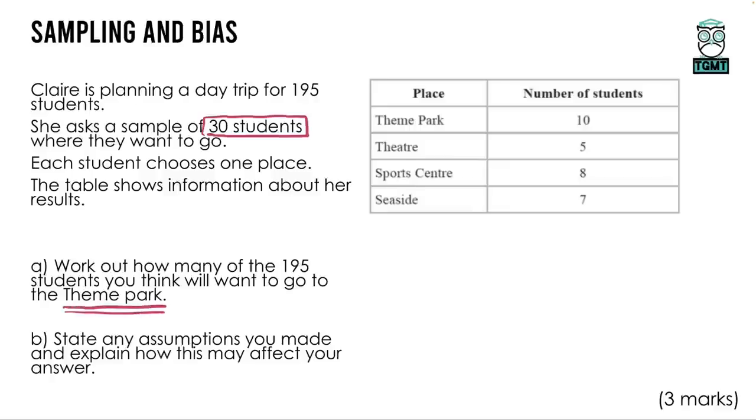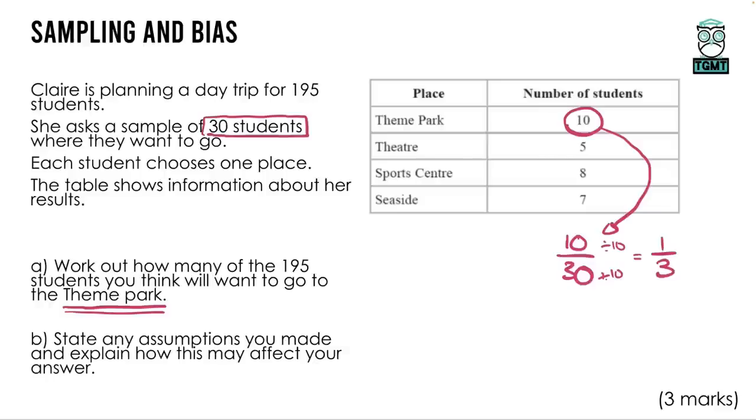Now this is all just about proportion. If we look, there are 10 students in our sample of 30 that want to go to the theme park. And if we bring that down and write that out, that's 10 out of 30. Now that particular fraction there is a relatively nice fraction. We can simplify that. They both divide by 10. And if we do divide it by 10, we get 1 over 3. So we know that 1/3 of the students want to go to the theme park.